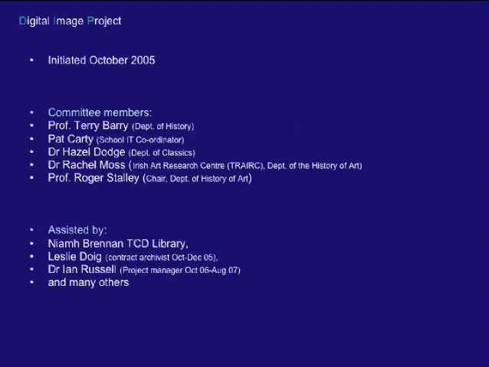So in October 2005, a group of us got together, and there's the committee from the Department of History, History of Art. I'm actually in a research centre within the Department of History of Art, where I have responsibility for some of our collections of images, and also from the Department of Classics. And we also have the assistance, obviously, of a huge number of other people, but in particular, I'd like to thank Niamh Brennan, who's here in the front row, from TCD Library, who has done tremendous work with us.